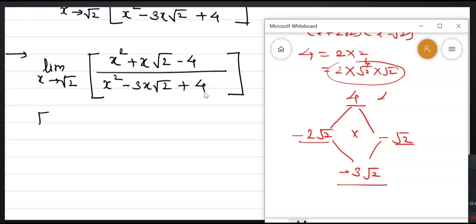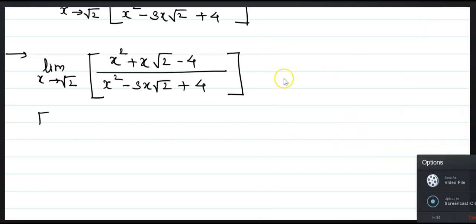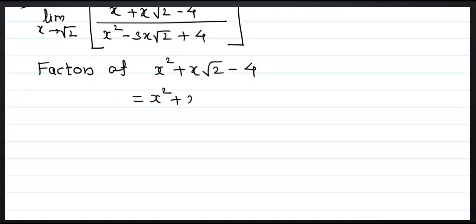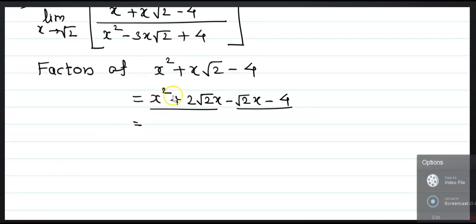Again, how to write this 4? 4 can be written as 2 into 2. Again, this can be written as 2 into root 2 into root 2. See this here. The factorization is the important part, therefore I am explaining it to you. This is x square plus 2 root 2x minus root 2x minus 4.